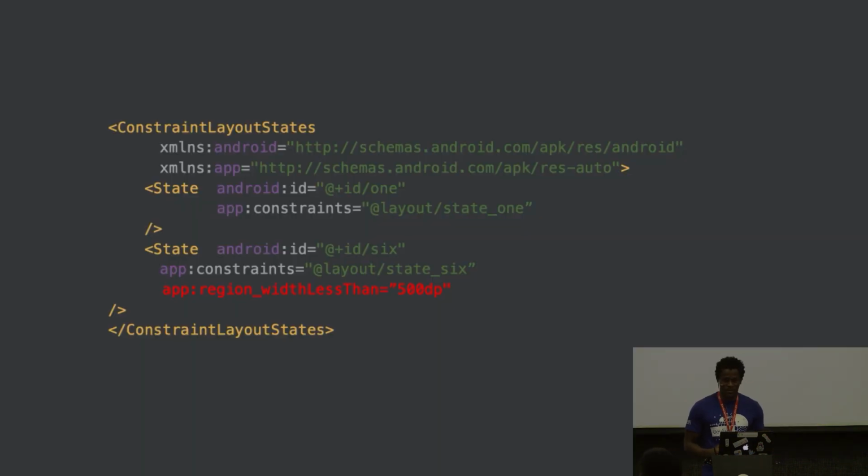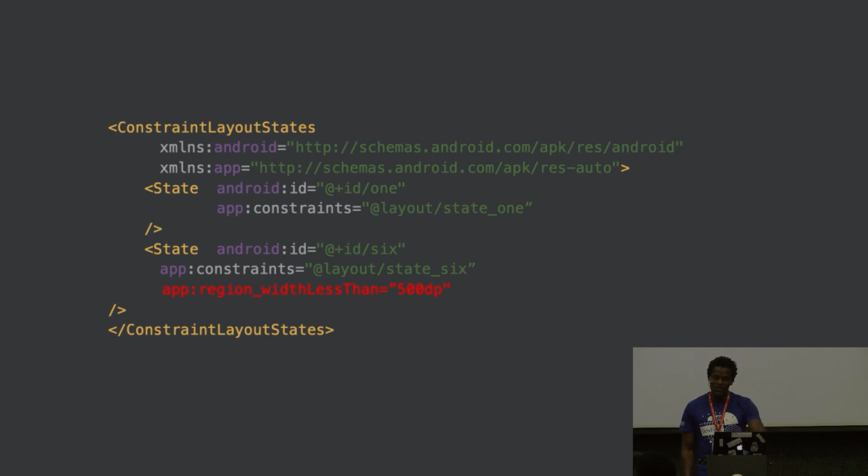So this is what your XML file looks like. You do that in your XML folder. You create a ConstraintLayout states file, and then you create the states that you want in that XML file. So if you look at the first one, that first tag with the state, I've got an ID of 1. If I'm using the video I showed you for network error, I could say my first state is progress. In this case, I said my ID is 1.